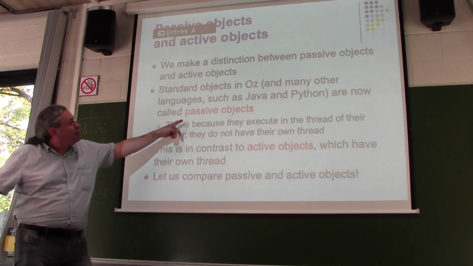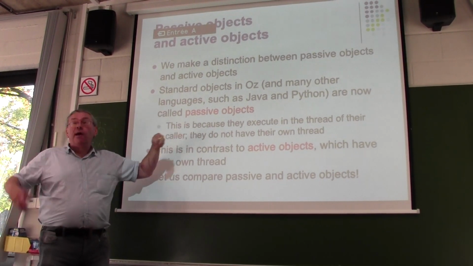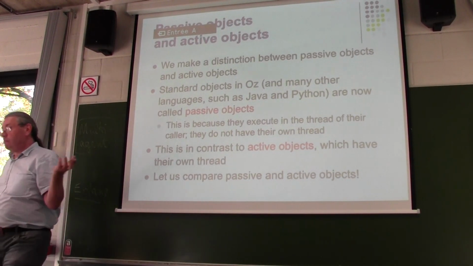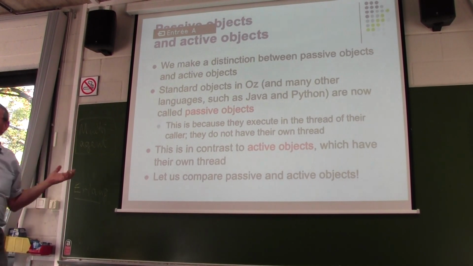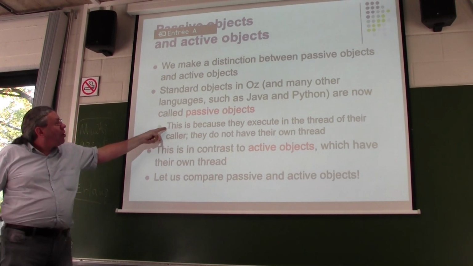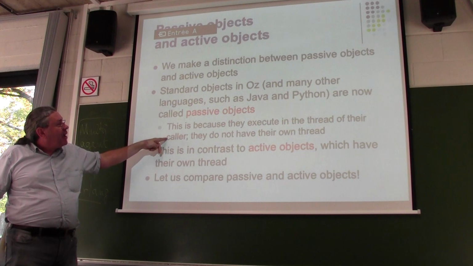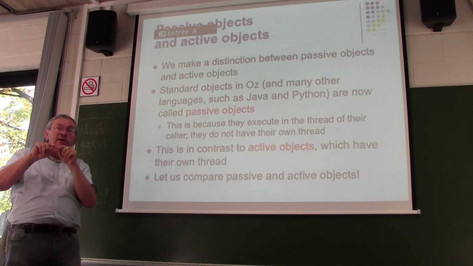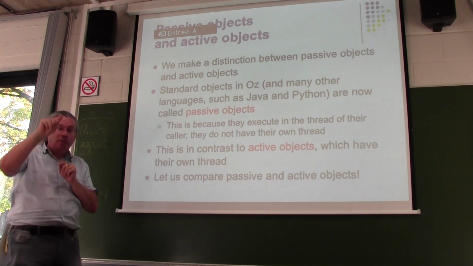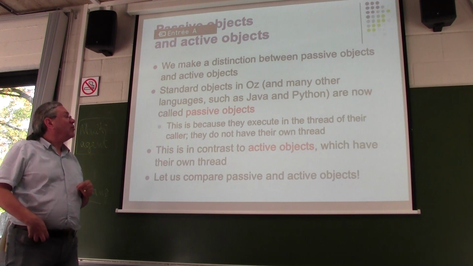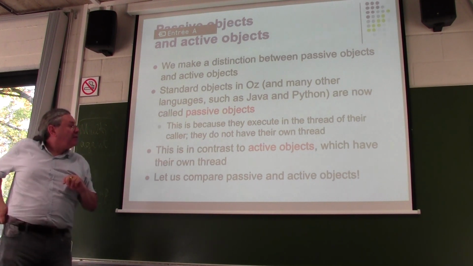So all the objects you use in a Java or Python program are all passive objects, because they don't have threads. They have no threads inside. When you call a passive object, it doesn't have its own thread. It executes in the thread of the caller. So if I call a passive object, I'm in a thread, and that's the thread running it. Okay? They don't have their own thread.